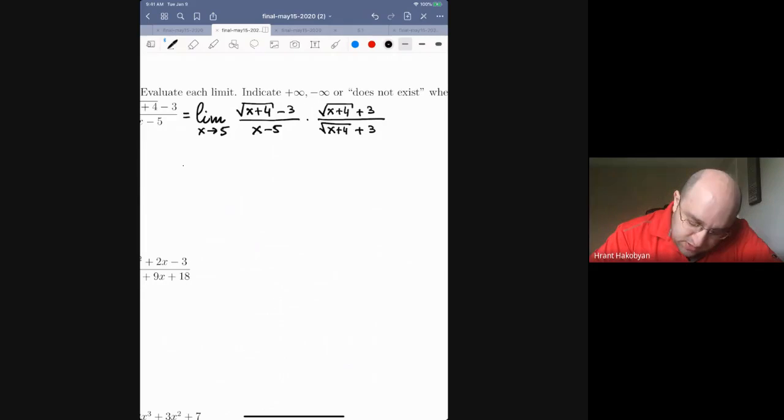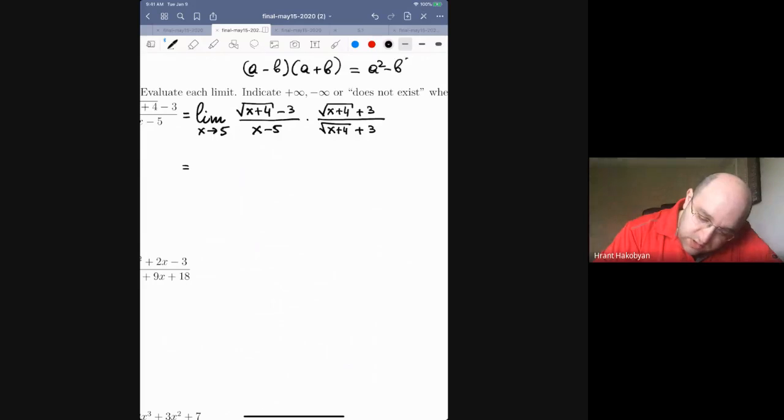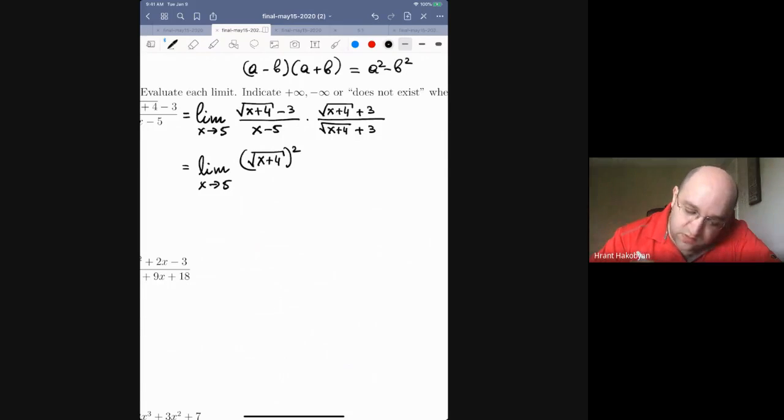Okay, and the reason I'm doing that is because now the top, let's remember this formula. It looks like a minus b times a plus b. So the whole thing is a squared minus b squared. So if I do that on the top, then it becomes much more manageable, because the top becomes square root of x plus 4 squared. So I get rid of the square root, minus 3 squared, right?